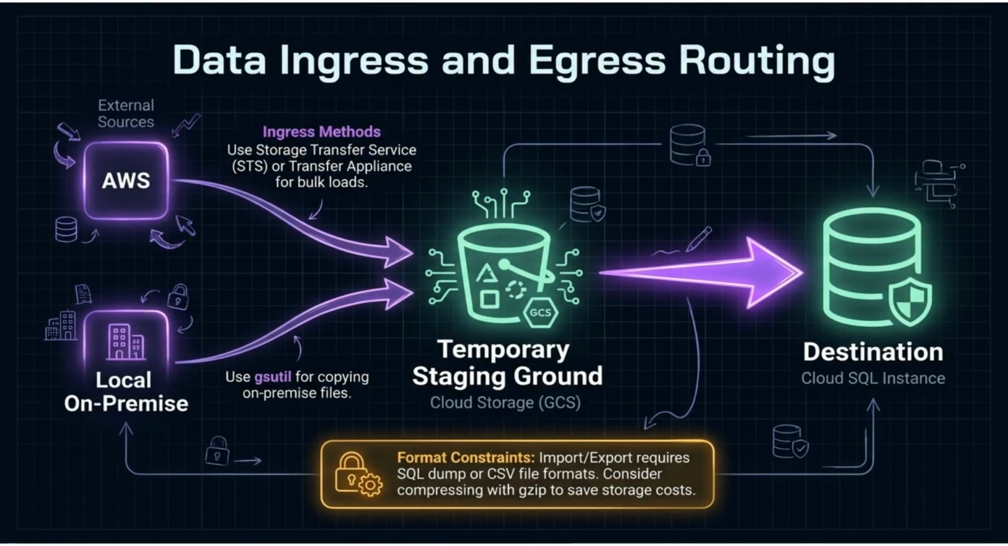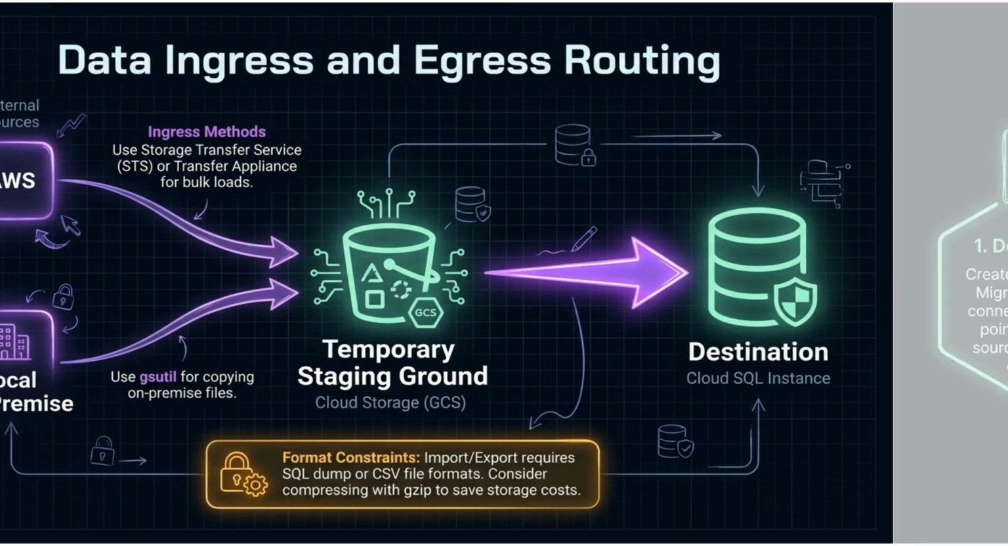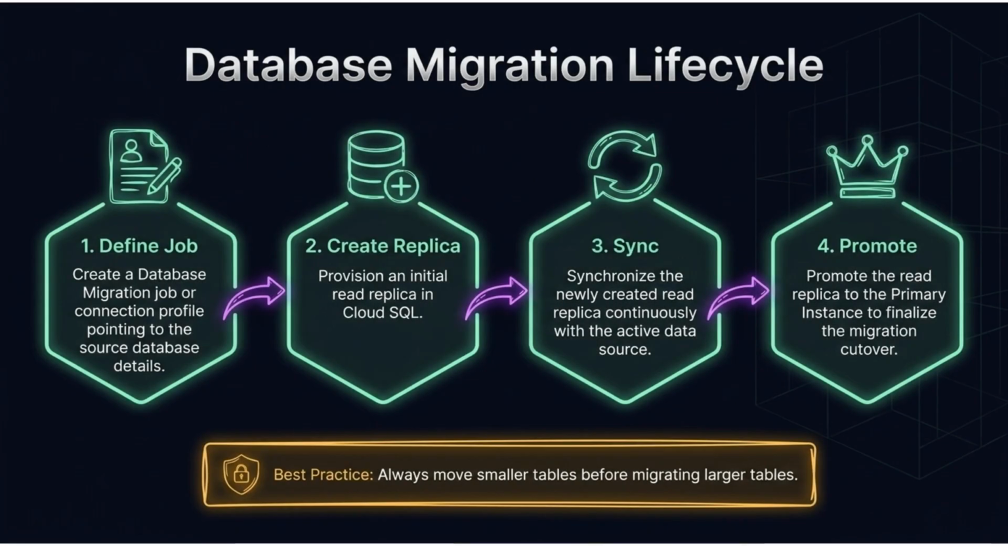Data ingress uses Storage Transfer Service, or STS, or Transfer Appliance for bulk loads, and GSUtil for on-premise files. Data is staged in cloud storage, with format constraints requiring SQL dump or CSV files and compression. The database migration lifecycle involves 4 steps: define the job, create an initial read replica, continuously synchronize data, and finally, promote the read replica to the primary instance to finalize the cutover.